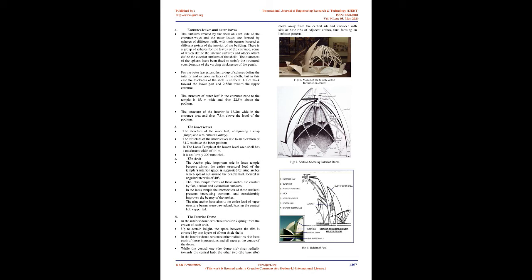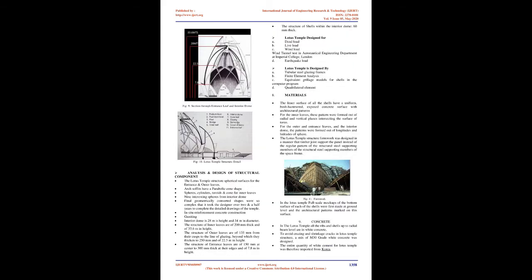D. The interior dome. In the interior dome structure, 3 ribs spring from the crown of each arch. Up to a certain height, the space between the ribs is covered by 2 layers of 60 mm thick shells. Other radial ribs rise from each of these intersections and all meet at the center of the dome. While the central one, the dome rib, rises radially towards the central hub, the other 2, the base ribs, move away from the central rib and intersect with similar base ribs of adjacent arches, thus forming an intricate pattern.